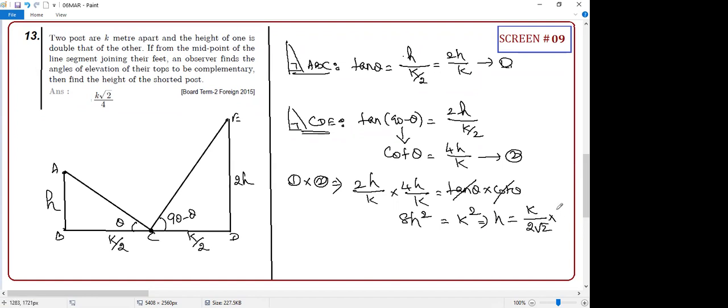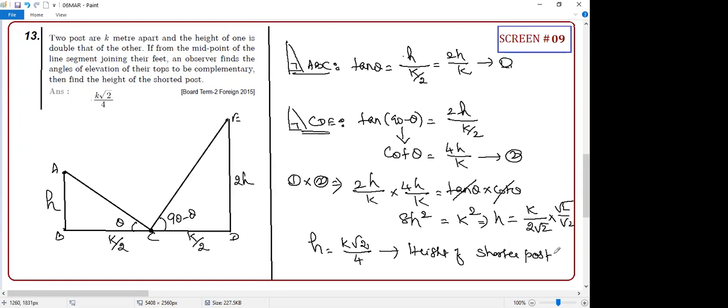So how to rationalize that? Multiply by root 2. So finally what is the answer? K root 2 by 4. So H equals K root 2 by 4. This is your height of the shorter one, right?